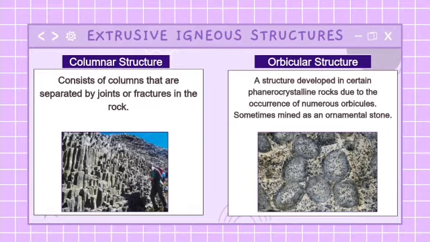Then, lastly, for the extrusive igneous structures, we have orbicular structure. These are structures developed in certain phanerocrystalline rocks like granite or diorite due to the occurrence of numerous orbicules. It is sometimes mined as an ornamental stone. So, here it is.